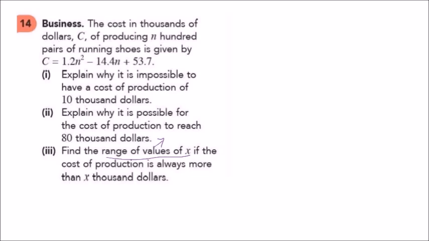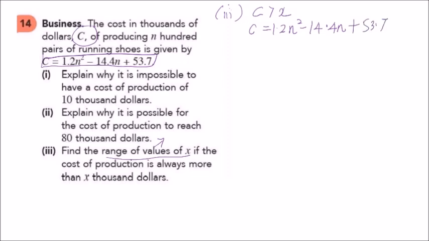And the cost of production is always more than x $1,000. So what is the symbol that represents your cost of production? It's the letter C. So what we are saying in part 3 is you want C to be always more than x, right? And we have a formula to calculate C. So C is 1.2 n squared minus 14.4 n plus 53.7. So what we are saying is that I want 1.2 n squared minus 14.4 n plus 53.7 to be more than x.